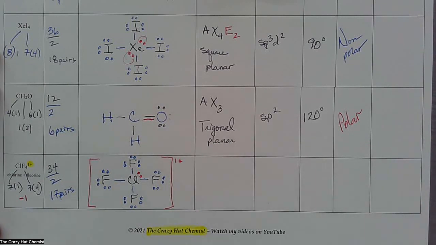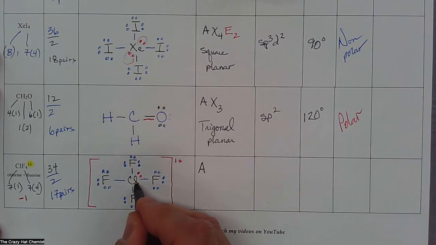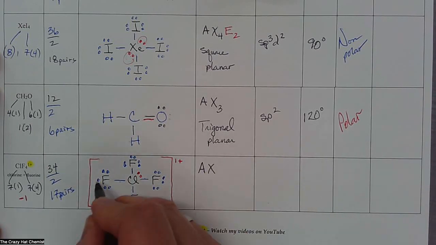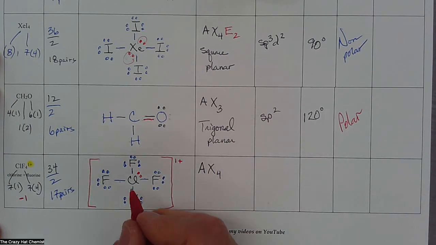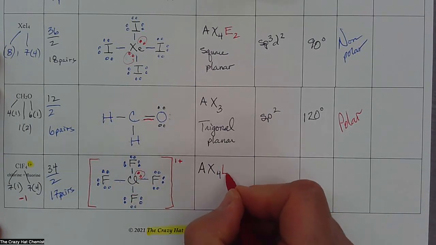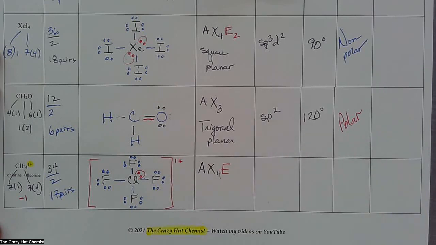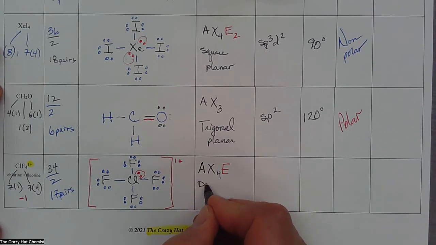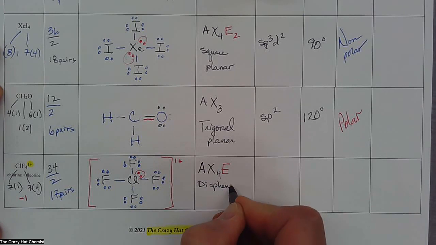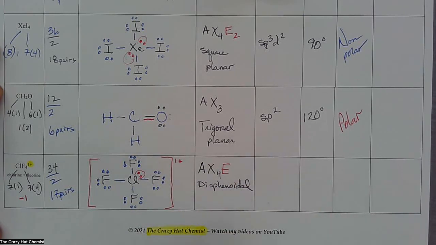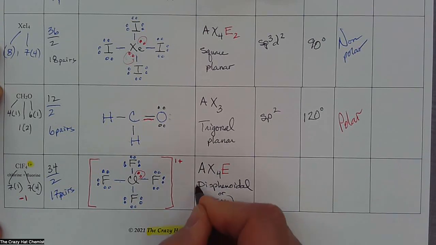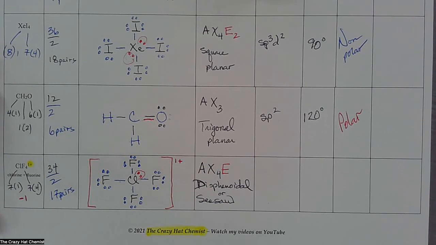This corresponds to an AX4E: A is the central chlorine, X are the four fluorines, and a single E, that's this lone pair on the central chlorine there. This corresponds to a physical shape of disphenoidal, or seesaw. It's an or statement, and it doesn't matter which one you write on there. It's either disphenoidal or seesaw. It doesn't matter, whichever one.